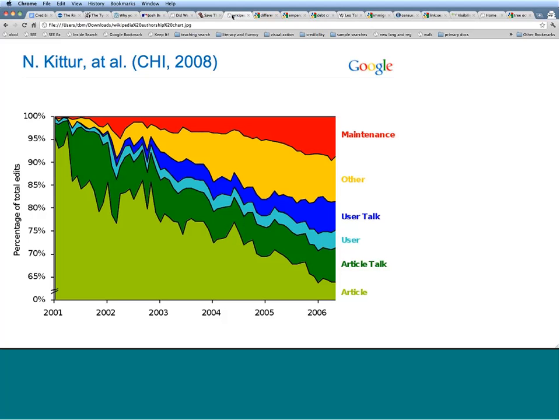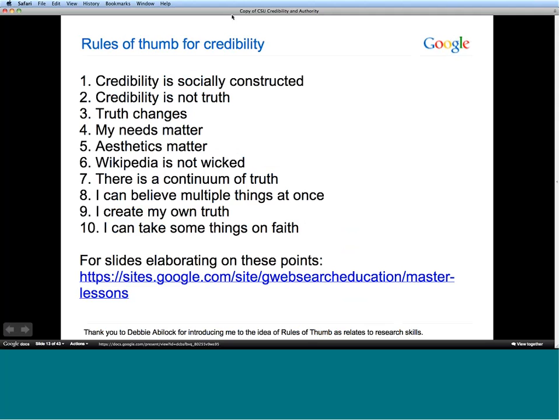And so even though this information might be true based on the study that the authors carried out, when I look at it, I'm getting a somewhat skewed immediate picture. And of course, the same thing happens when we take quotes out of context and so forth. And finally, I can believe multiple things at once.